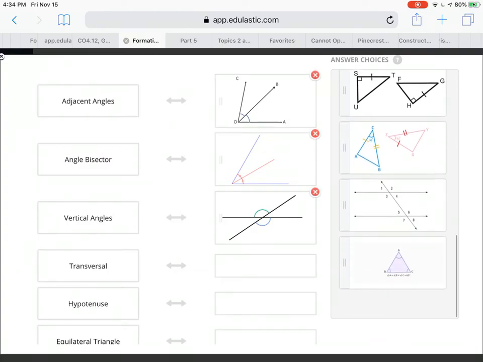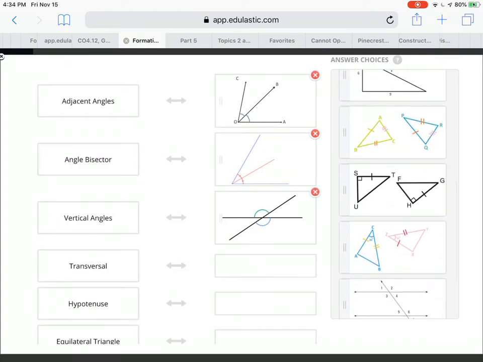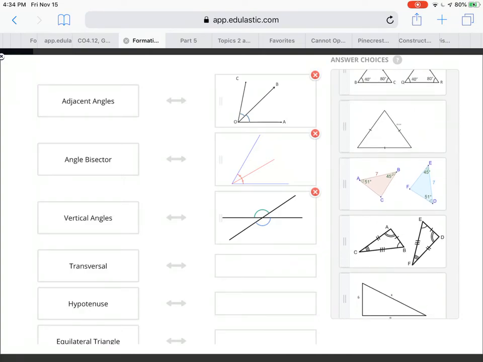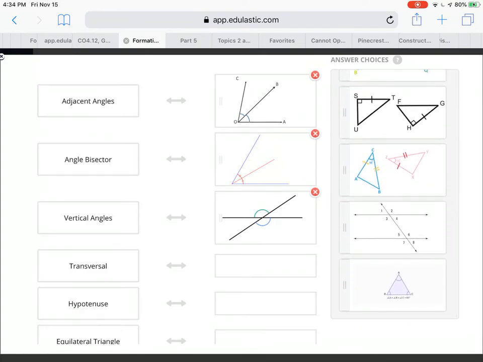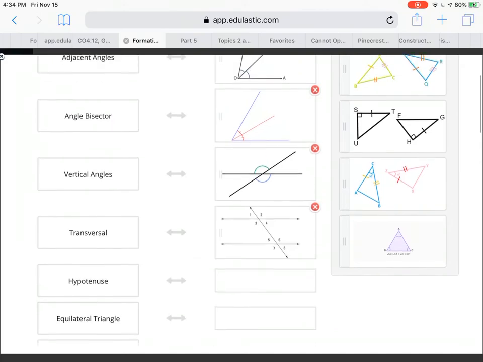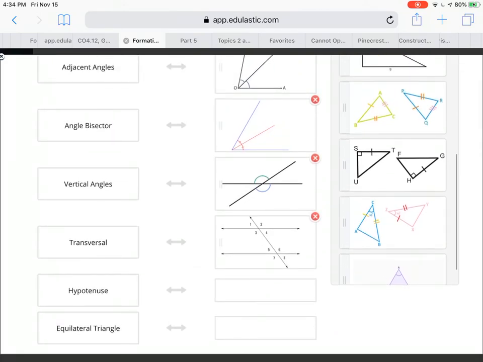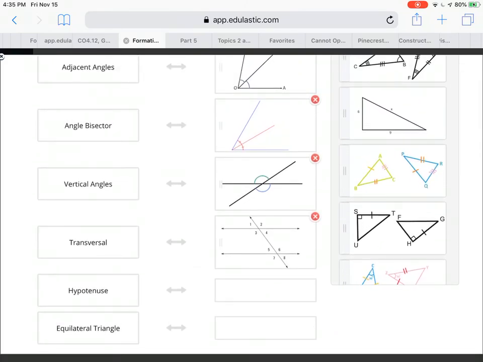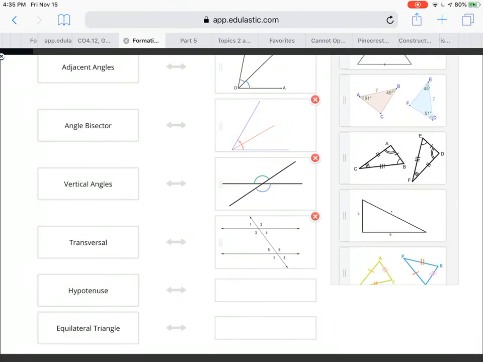So I'm pretty sure that's this one near the bottom. Let me just make sure there's nothing else. Okay, yeah, it's this one. So the transversal is the non-parallel line there. It's the one that intersects both the parallel lines. Okay, my next word is hypotenuse. So hypotenuse is the third side of a right triangle.